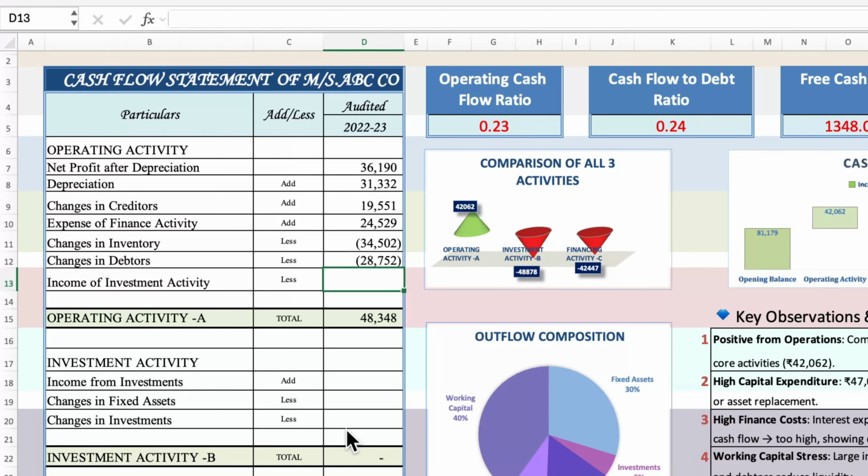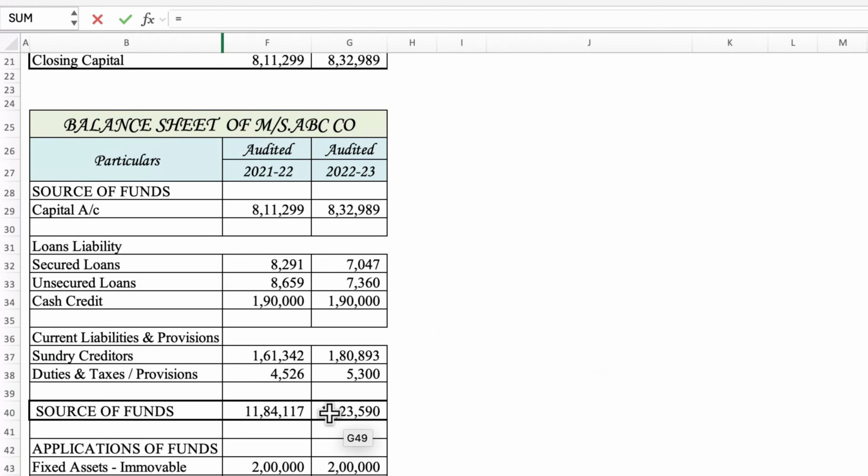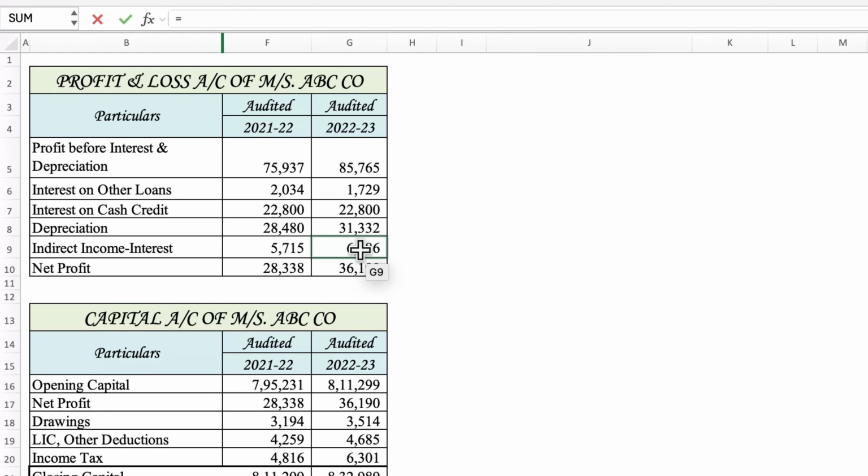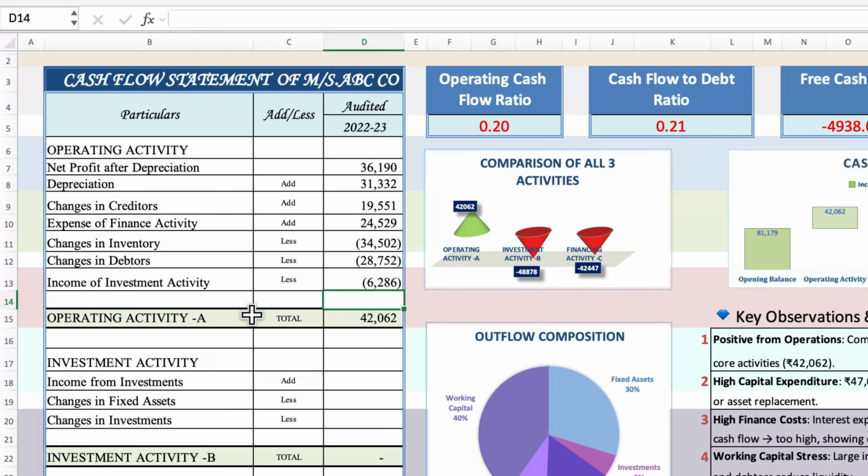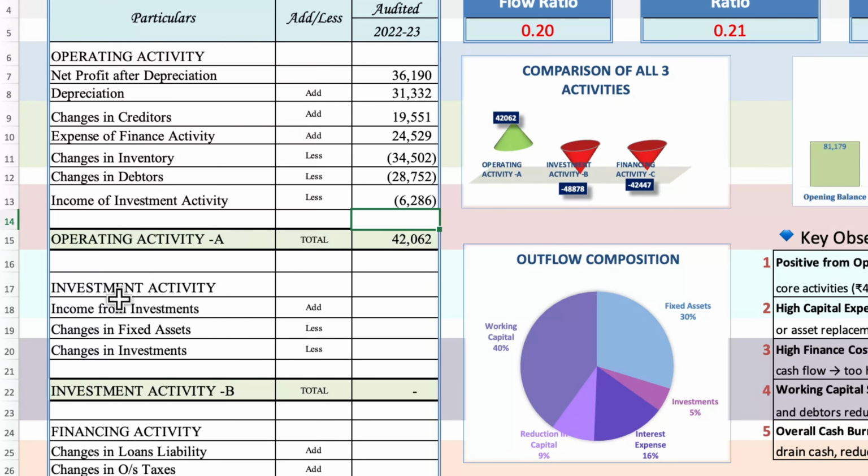Next, income of investment activity, we need to show in investment activity, and we need to deduct here because it was added in P&L to calculate net profit, is equal to here income interest, we have to show it as a negative. So you can see here 42062 is cash flow from operating activity.